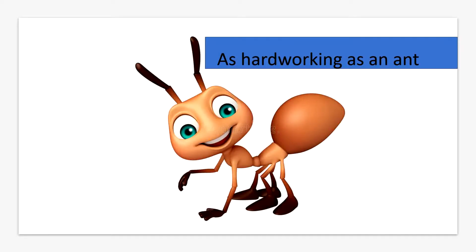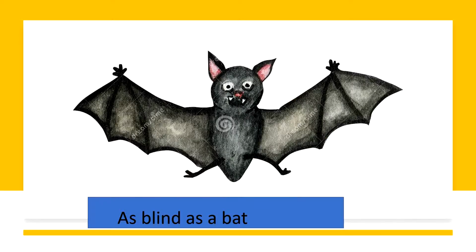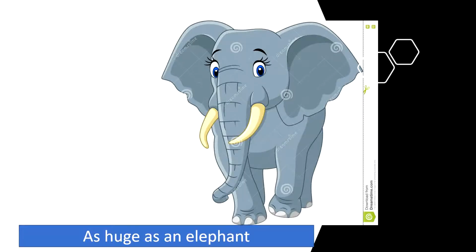As hardworking as an ant. You remember the story of the ant and the grasshopper, which you may have read. So ants are always supposed to be doing hard work. So you say, my grandfather or my uncle or my neighbor is as hardworking as an ant. As blind as a bat. You know, bats cannot see during the day. So you will say that without his specs, Samuel is as blind as a bat. As huge as an elephant.